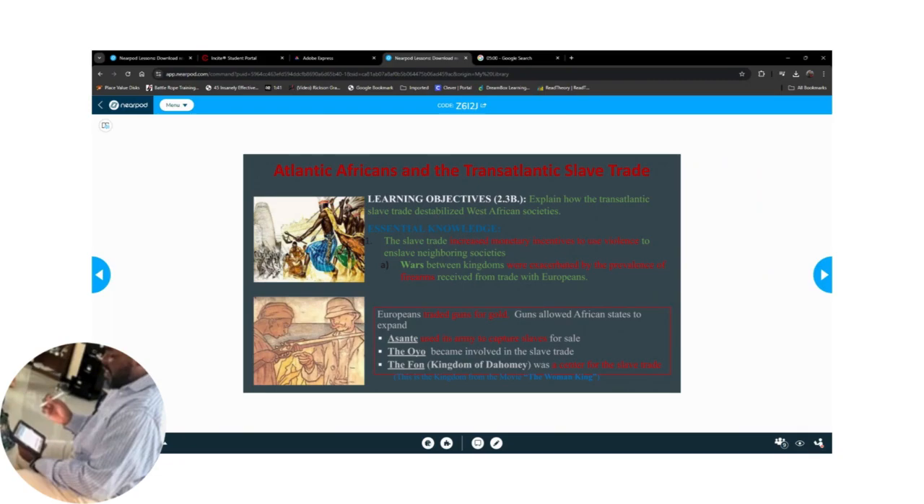All right, Elon, can you read the first essential knowledge? The slave trade increased monetary incentive to use violence to enslave groups in society. All right. So the slave trade did what? I'm asking y'all. What did it do? It increased the need for trade, right? We good there? This is a little different than what we normally look at when we talk about the slave trade. We're really focusing on what happens here in the United States. Now we're looking at also what happened in Africa, right?